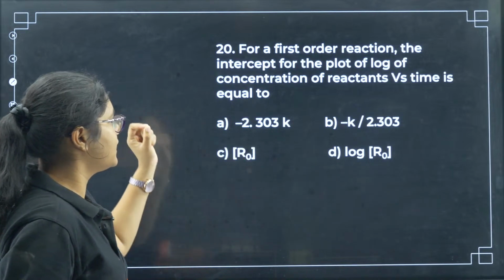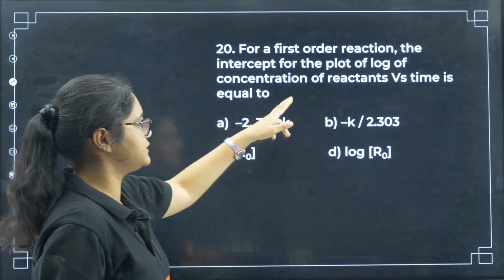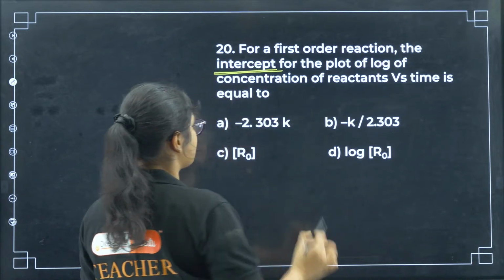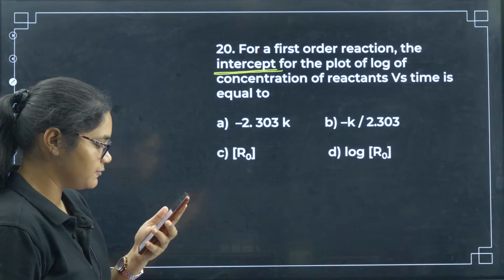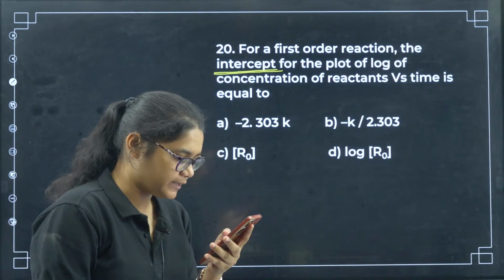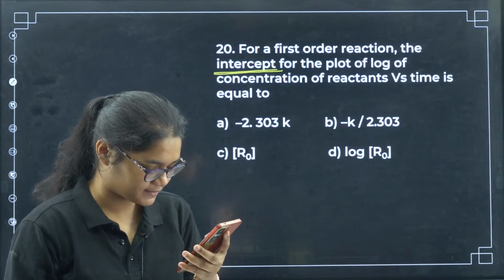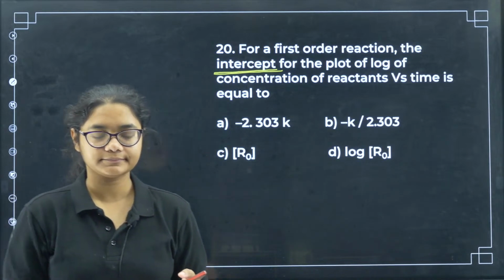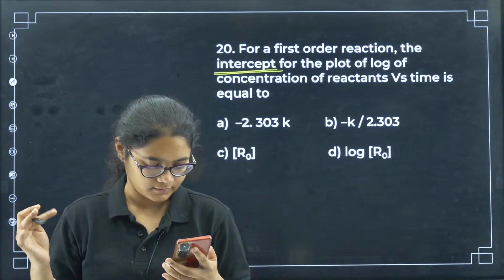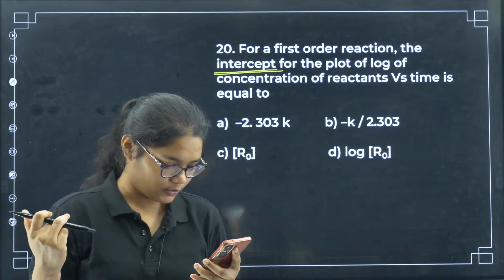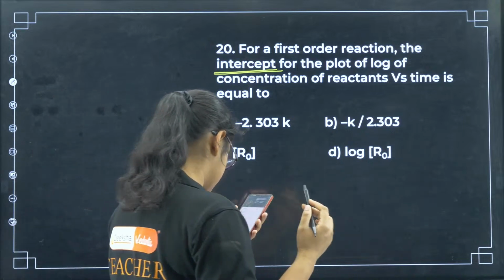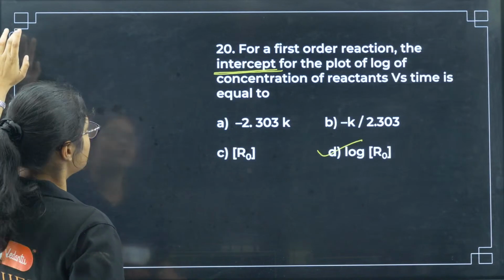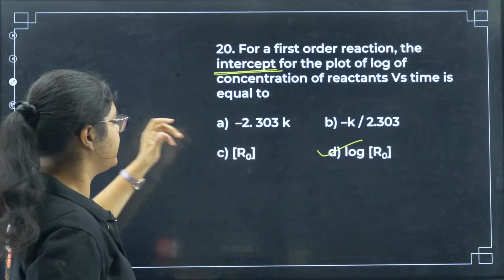For a first order reaction, the intercept for the plot of log of concentration of reactants versus time is equal to. What will be the value of the intercept? This time the question is about the intercept. Quickly you should be able to answer this because we just discussed the graph. 20C, no, Srinivas wrong. Shokatali, yes, all of you are correct. Log R0. What is the intercept? It is log R0 if it is a first order reaction. If it is a zero order reaction, it is C0.